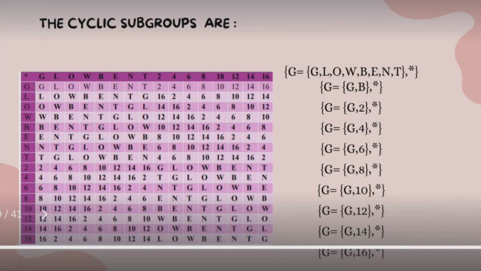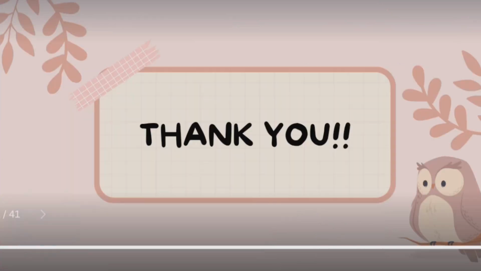So the cyclic subgroups are the set of G which has the 8 elements and of course all the proper subgroups that have 2 elements. So that's all for the cyclic subgroups.